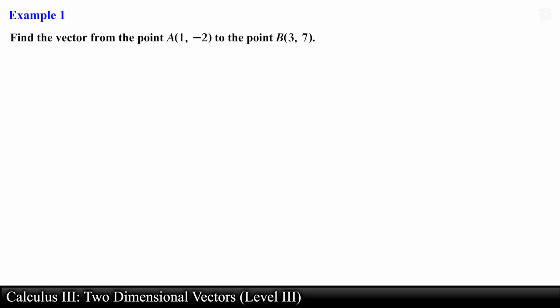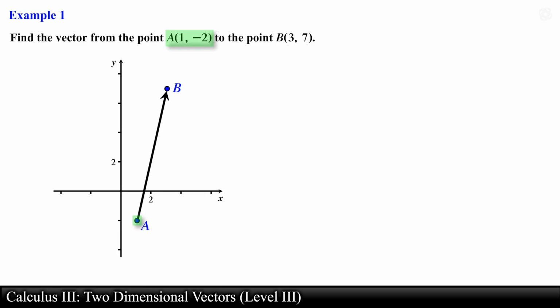Find the vector from the point (1, -2) to the point (3, 7). Okay, here we are given the coordinates of point A and point B. We're asked to find the vector that starts at point A and ends at point B. In other words, we are asked to find vector AB. To find the components of this vector, we essentially need to take the coordinates of the terminal point, in this case point B, and subtract the coordinates of the initial point, in this case point A.